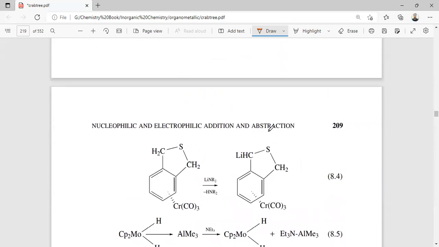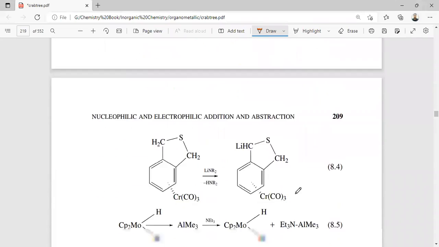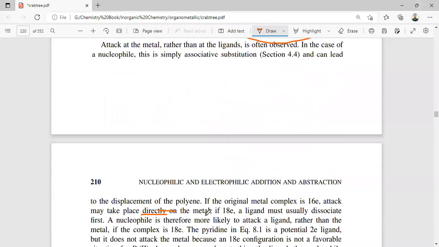In this case, the pyridine is a 2 electron donor, and the metal is in the +2 oxidation state. Here the metal is a 16 electron complex, but upon addition of the pyridine, this becomes an 18 electron complex, and it is a platinum 4 complex. So here the attack on the metal center is not favorable. The attack on the ligand center is possible.